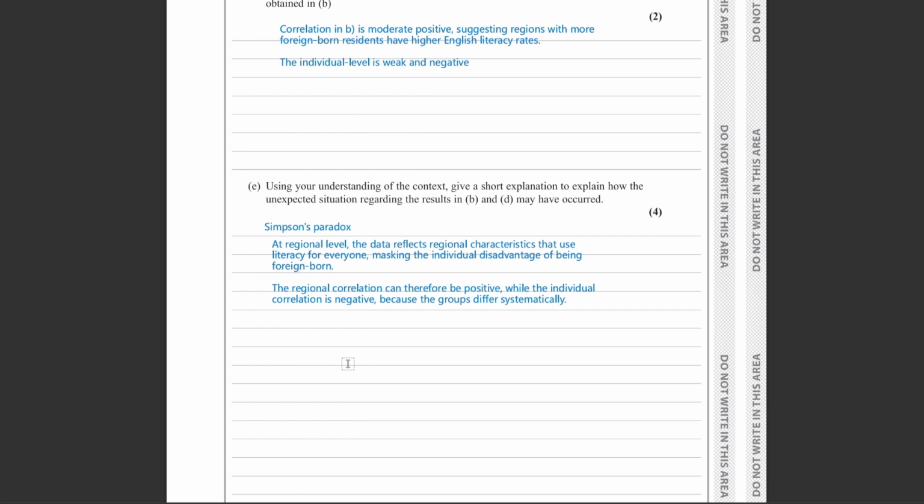What else we could say is that foreign-born individuals may have lower English literacy on average than native-born individuals, especially in 1930, when many immigrants came from non-English speaking countries and may not be fully literate in English initially. Regions with better schools, libraries, would bring more literate people in general.